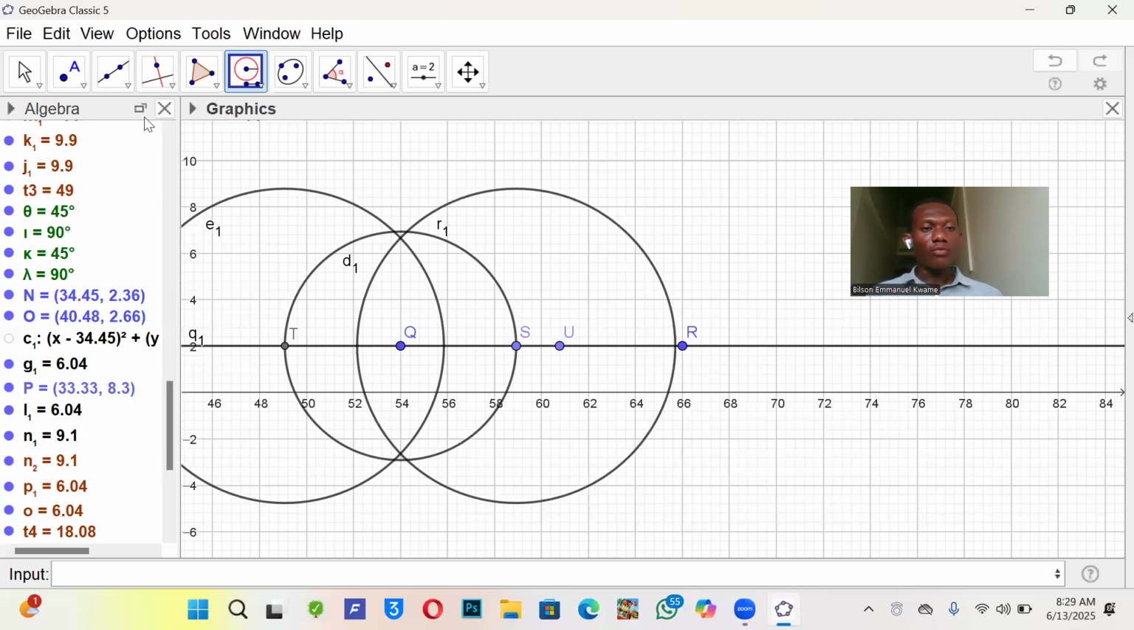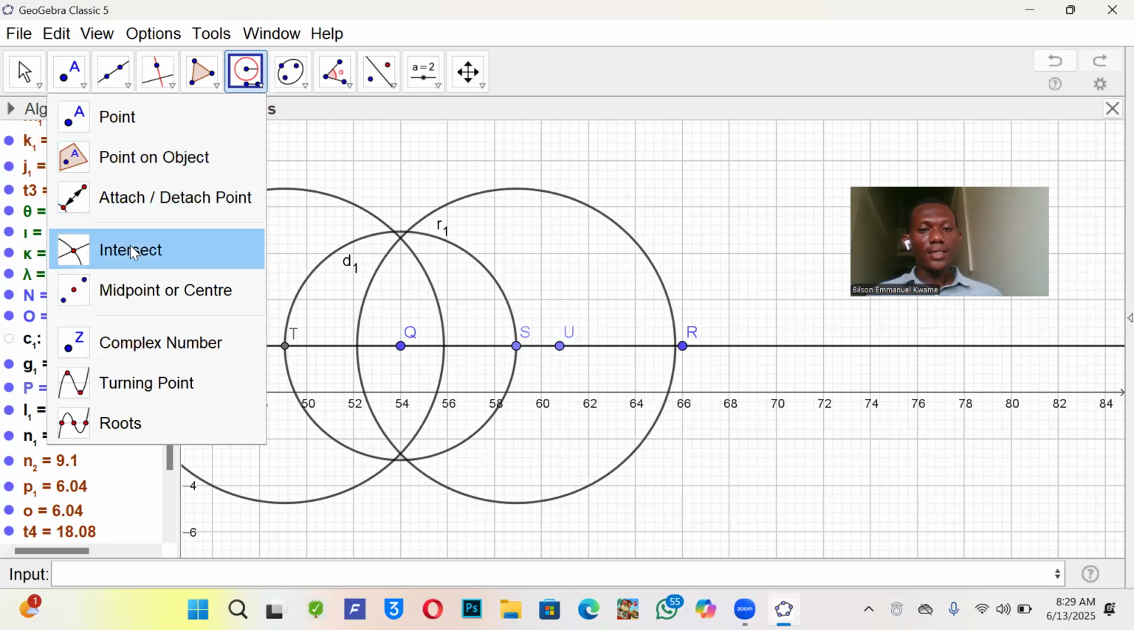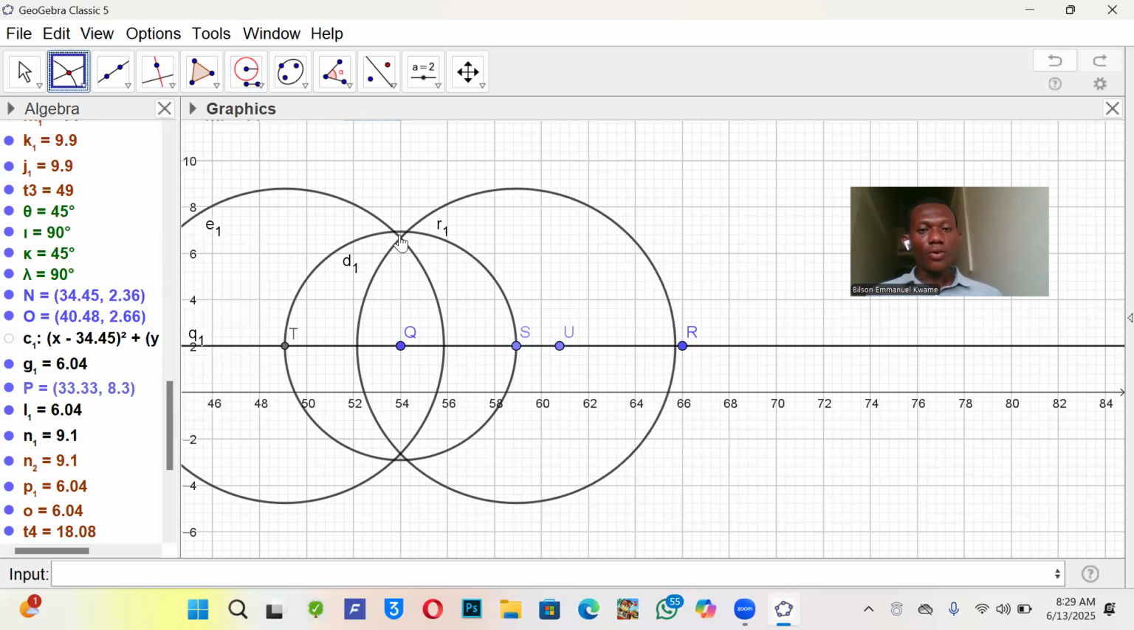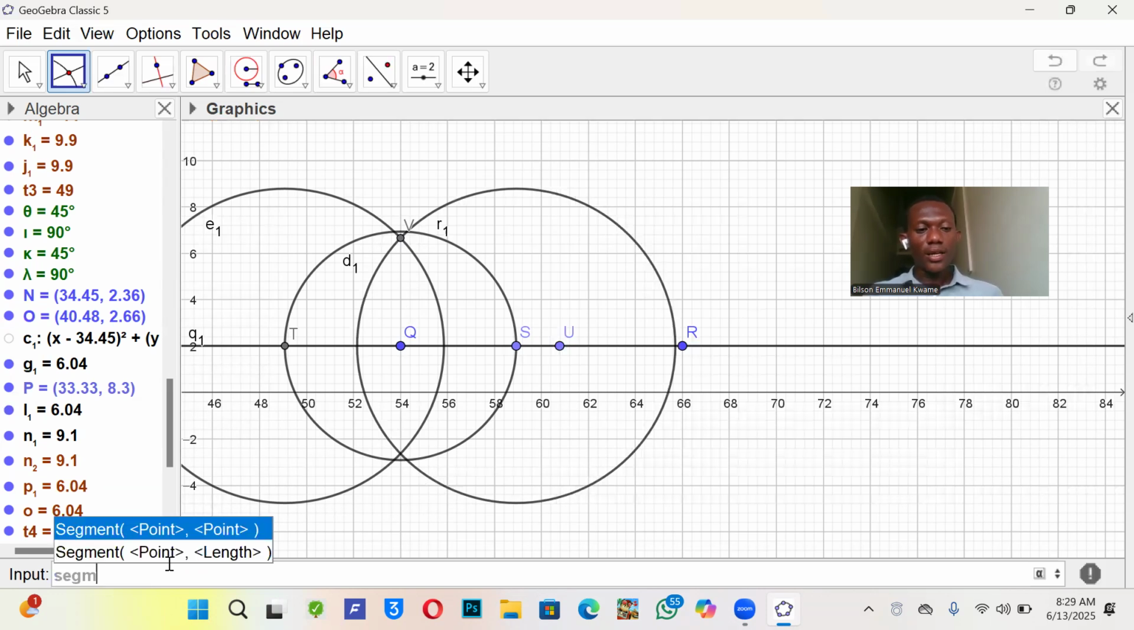You see that? Then we activate our intersection tool and identify the points of intersection, not this one, but here. You get it? So the segment that will pass through Q and V becomes a perpendicular line. Do you see that? A perpendicular line.